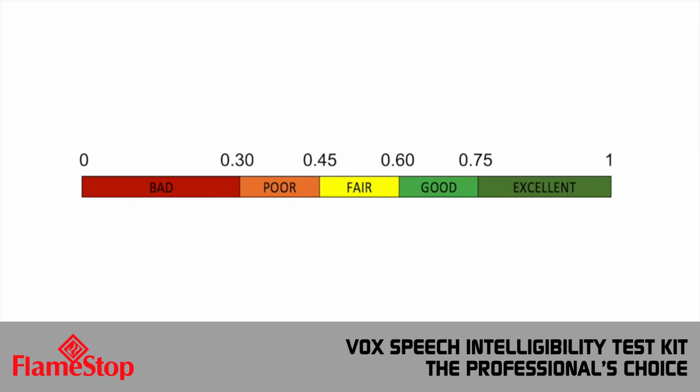The STIPER result is an index between 0 and 1. The higher the result, the better the overall speech intelligibility. Our Australian standards for fire evacuation systems require an STI result of equal or greater than 0.5.